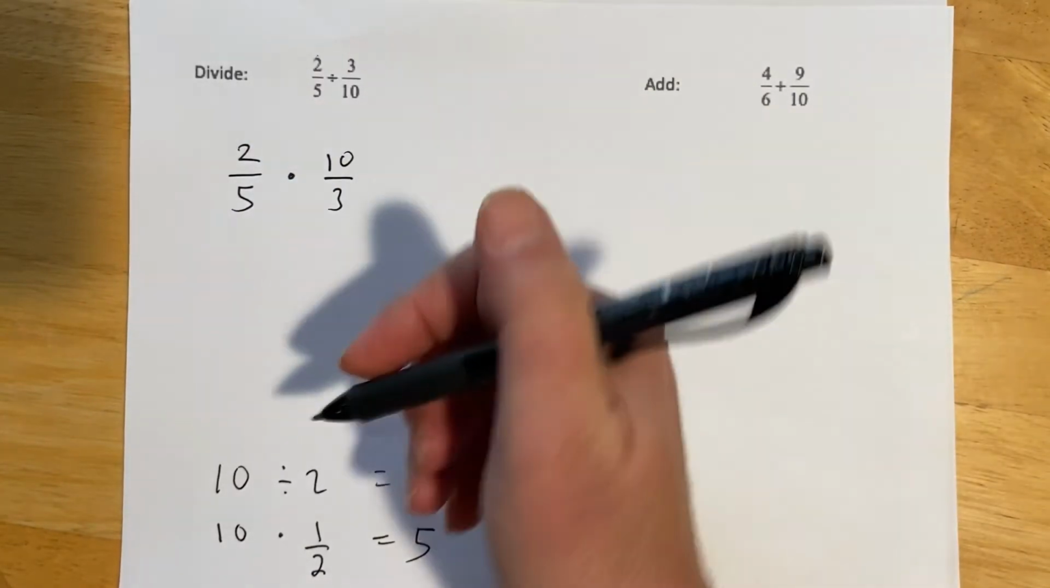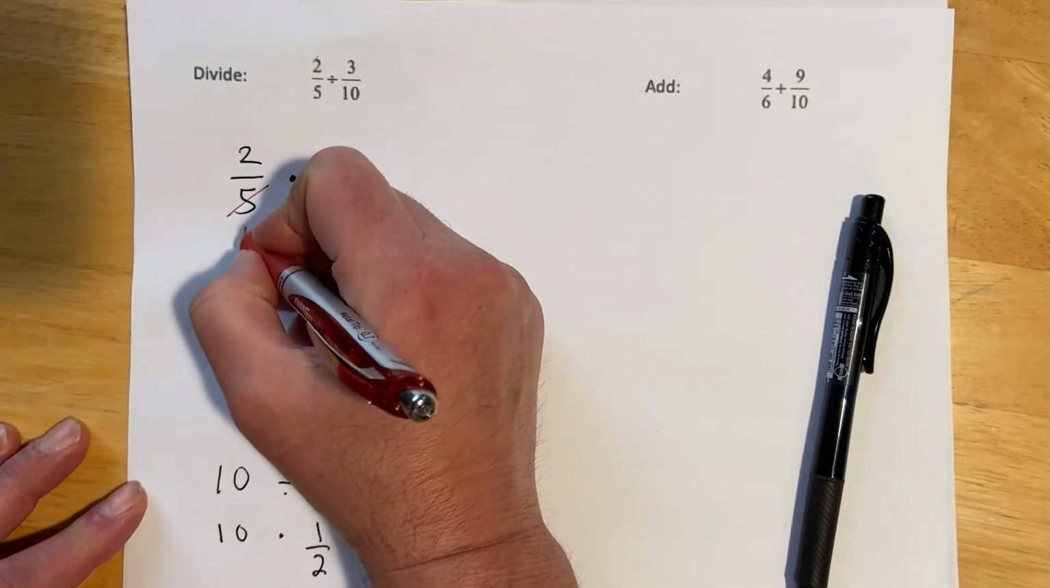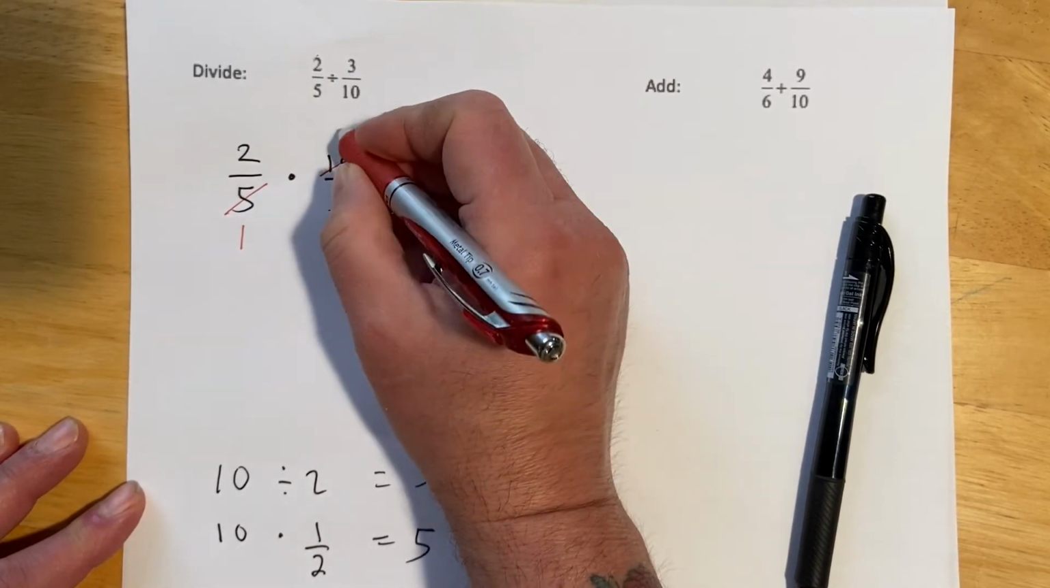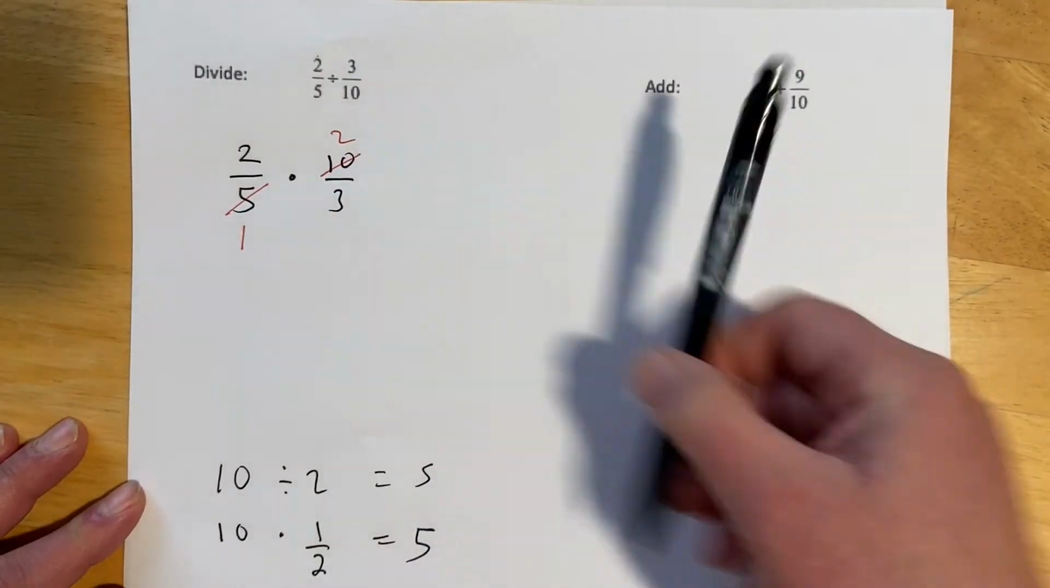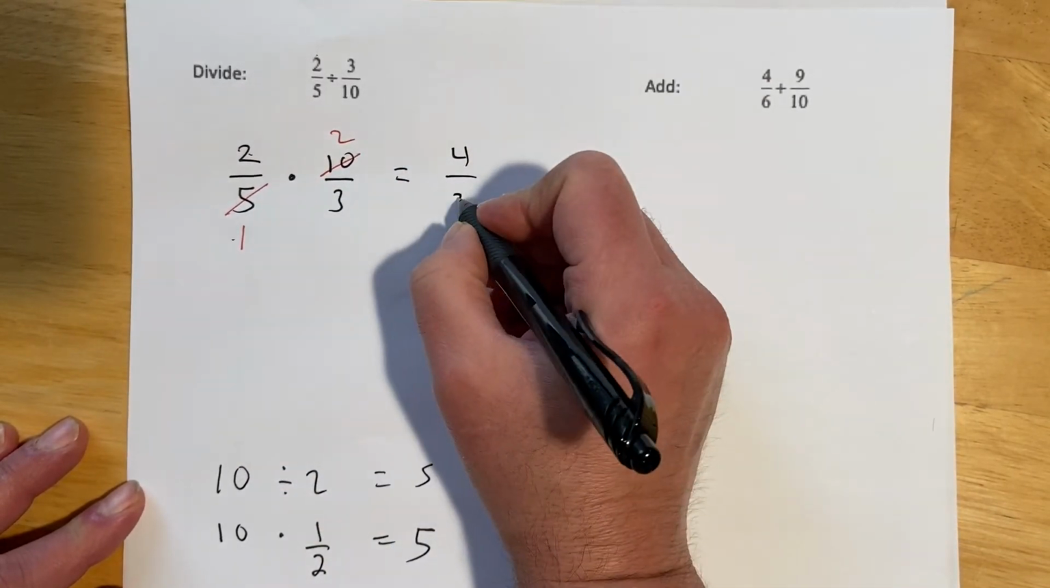So here I'm just rewriting this as a multiply. And then let's do the thing we had just done earlier. 5 goes into 5 once, 5 goes into 10 twice. And that will leave us 2 times 2 is 4, 1 times 3 is 3.